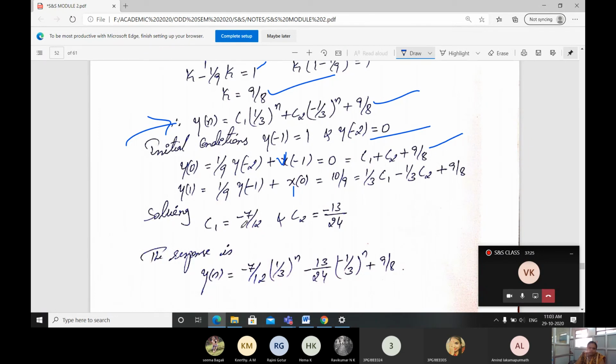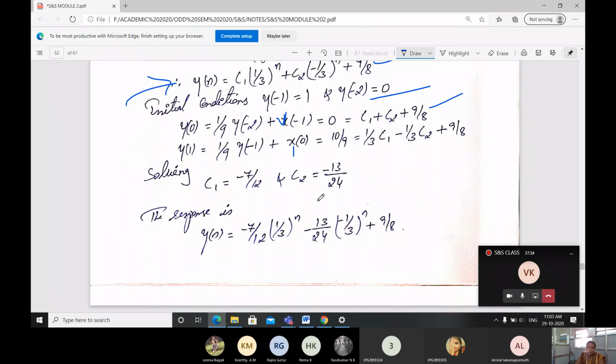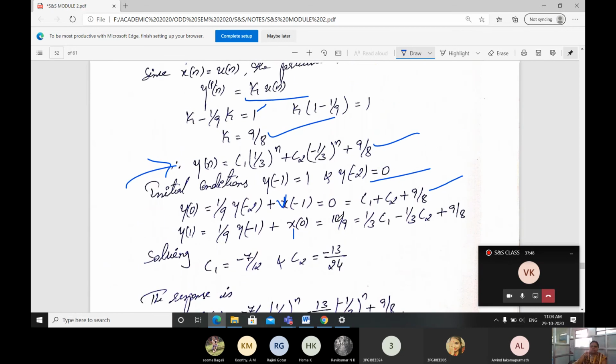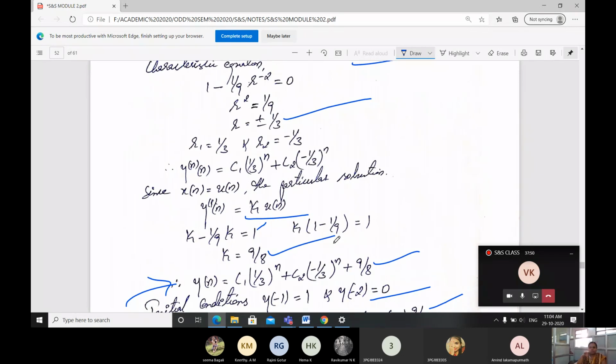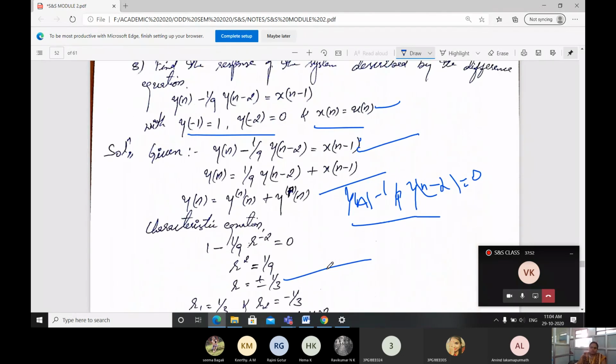Solve for C1 and C2: you will get C1 as minus 7/12 and C2 as minus 13/24. Substitute for C1 and C2: y(n) is equal to minus 7/12 (1/3)^n minus 13/24 (minus 1/3)^n plus 9/8. This is one problem based on complete response. If you know how to solve the problems, it will be easy.